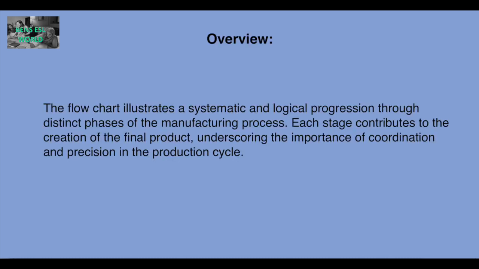Overview. The flowchart illustrates a systematic and logical progression through distinct phases of the manufacturing process. Each stage contributes to the creation of the final product, underscoring the importance of coordination and precision in the production cycle.